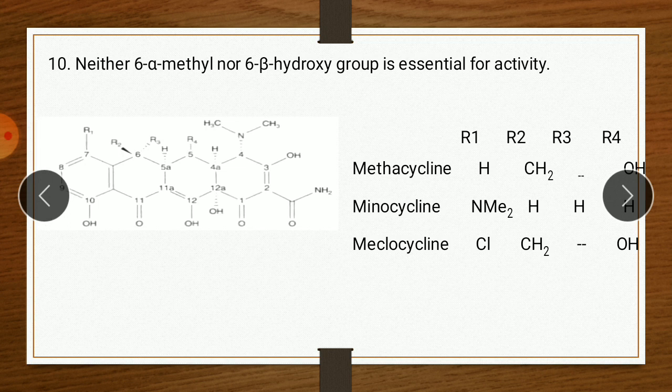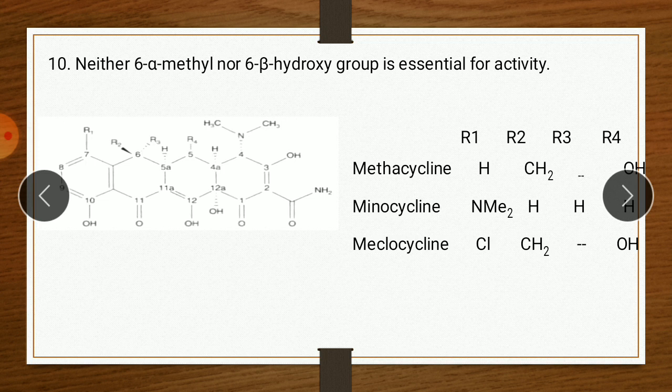As we saw in the first point, in case of tetracycline, on the sixth position there is a hydroxyl group and there is a methyl group in some cases. But if we remove the methyl group from the sixth position, then it is called 6-demethylated tetracycline. Similarly, if we remove the hydroxyl group from the sixth position, then it is called 6-deoxy tetracycline. If we remove both the hydroxyl group as well as the methyl group from the sixth position, then this compound is called 6-demethylated 6-deoxy tetracycline. So therefore, neither methyl group nor hydroxyl group is important for activity.